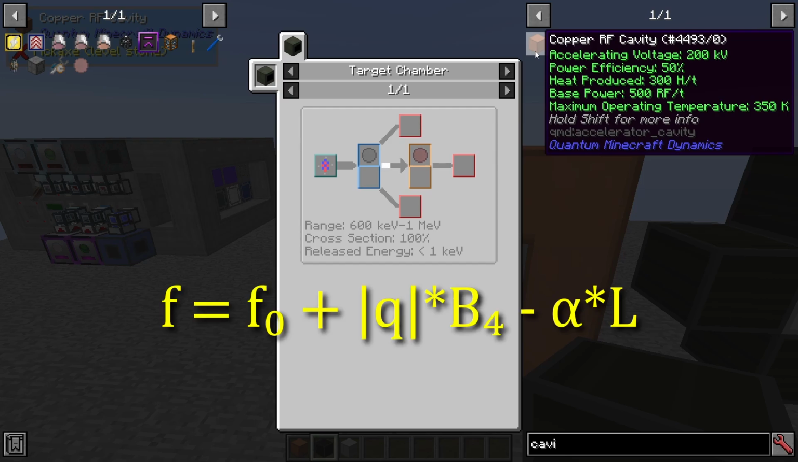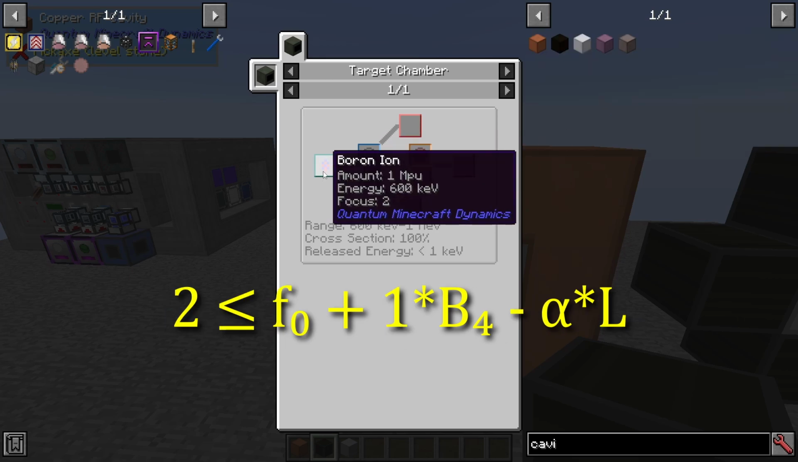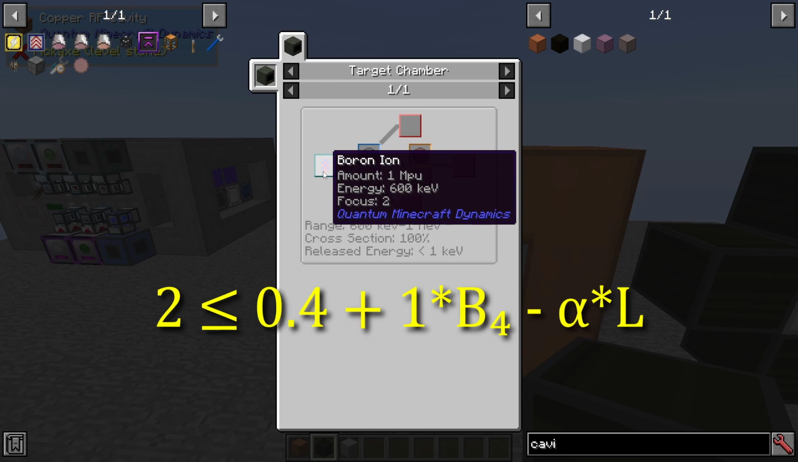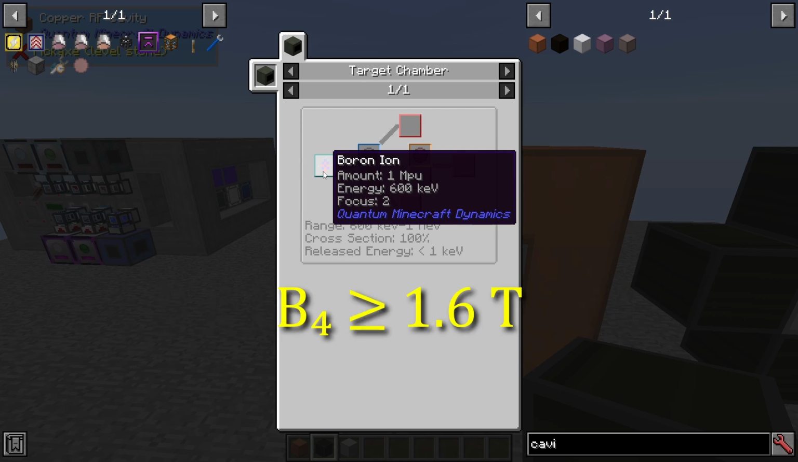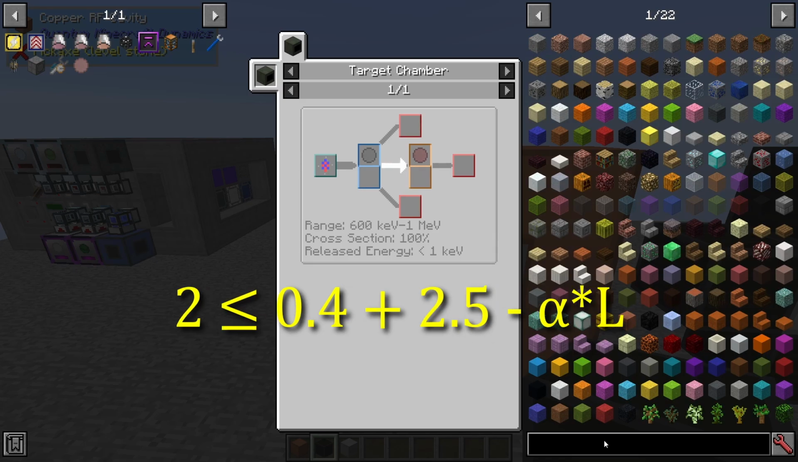And now let's go to the focus. We're going to need a focus of 2, as you can see from the recipe, and the beam also starts with a focus of 0.4 from the ion source. Therefore, before any focus losses are calculated, we will need at least 1.6 focus. In order to also factor in the focus losses, let's say that we want to achieve about 2.5 Tesla from focus, because remember that the boron has a charge of 1, so every 1 Tesla of magnet strength is also 1 focus.